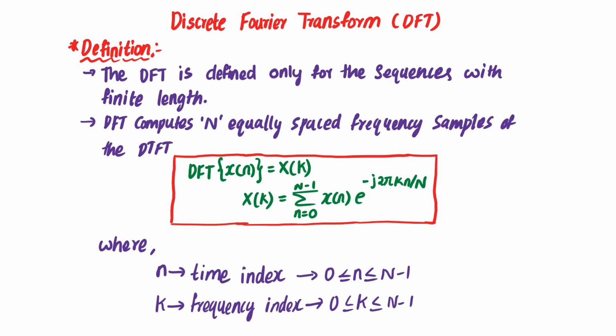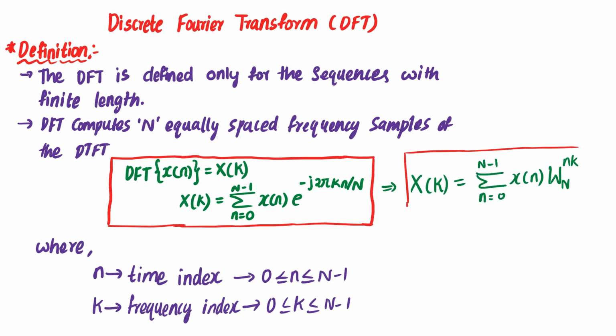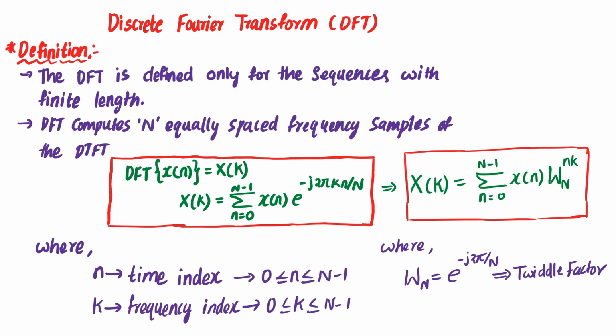So here the discrete Fourier transform can also be expressed with this twiddle factor. So here X of k can also be written as summation n equal to 0 to N minus 1 x of n W_N to the power nk, where this W_N represents e power minus j2 pi by capital N. So this is called as twiddle factor. This is a very important factor used in the discrete Fourier transform.